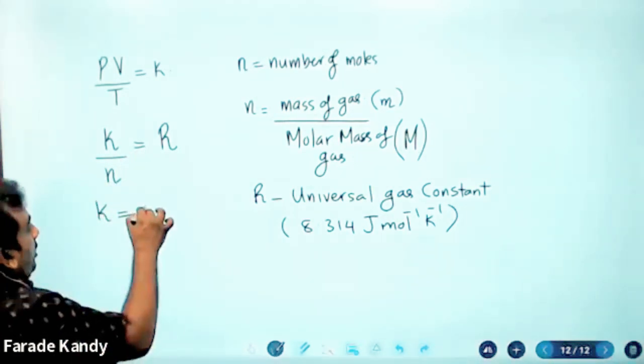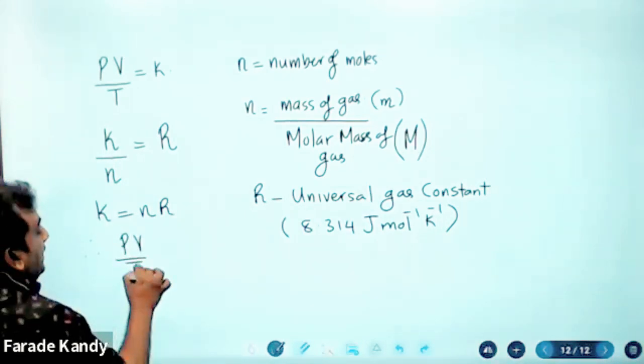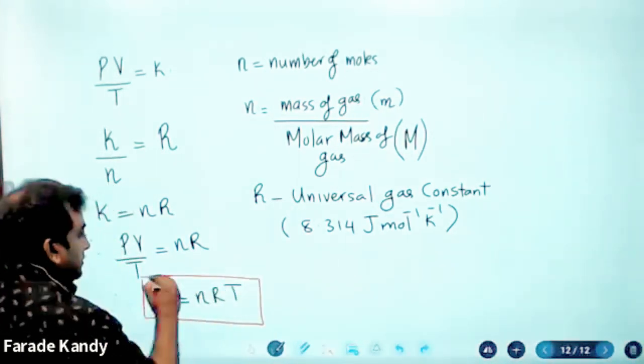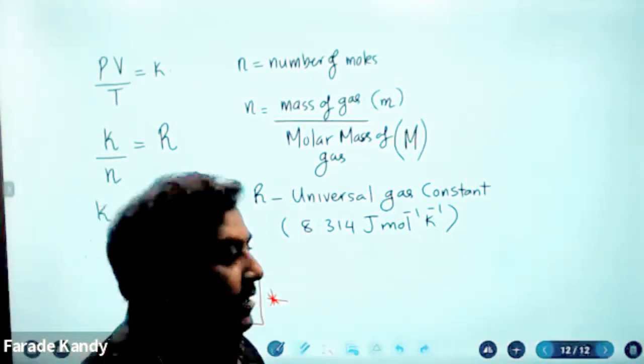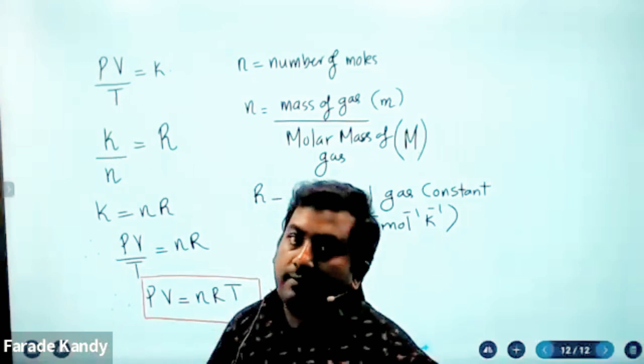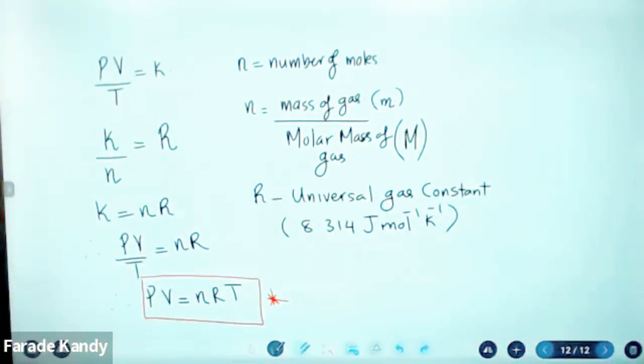Cross multiply. K is equal to NR. Therefore, you can say PV over T is equal to NR. Therefore, we have PV equals nRT. This is one equation which we can use. Clear? That's right. The universal gas constant capital R is defined as constant K per mole of the gas. Clear? Work quickly.